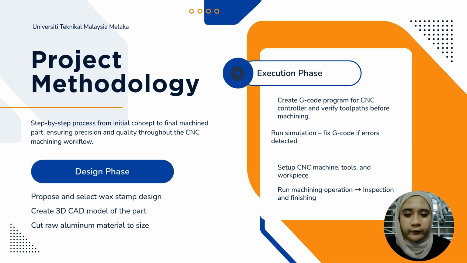Next was the execution phase. We first ran a simulation to detect and correct any errors in the G-code. Once the program was verified, the CNC machine, cutting tools, and workpiece were properly set up. Finally, the machining operation was carried out, followed by inspection and finishing to ensure the final product met the required quality and dimensional accuracy. This systematic workflow helps ensure that every stage, from design to the finished product, is completed with high precision and consistent quality.